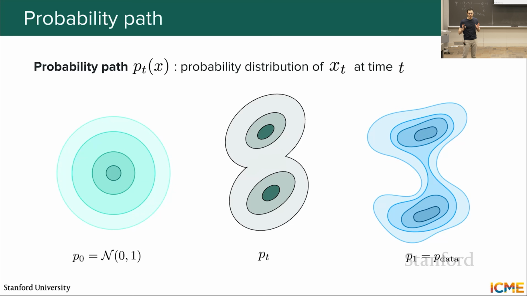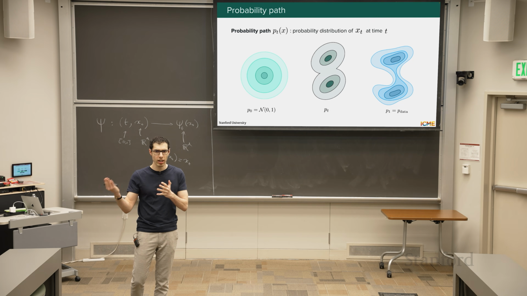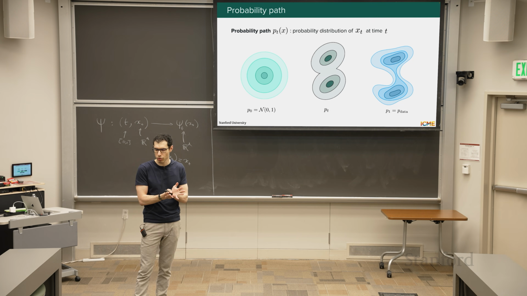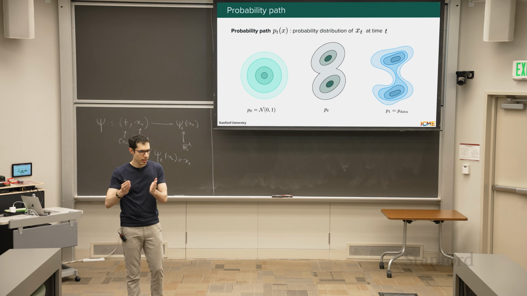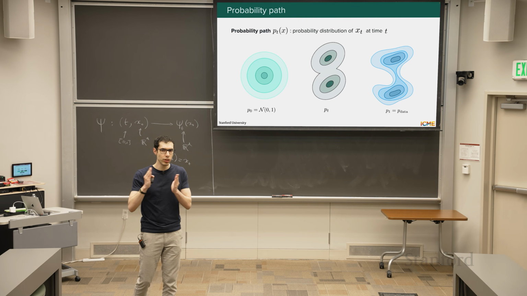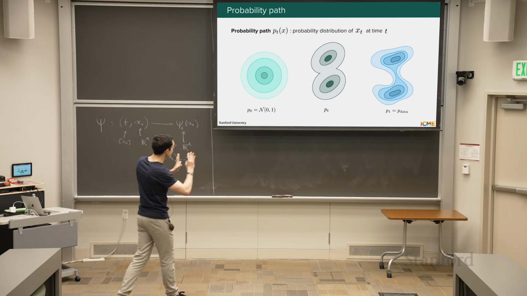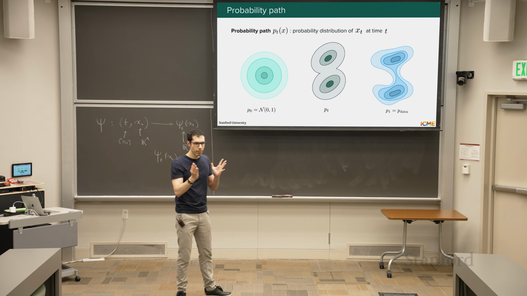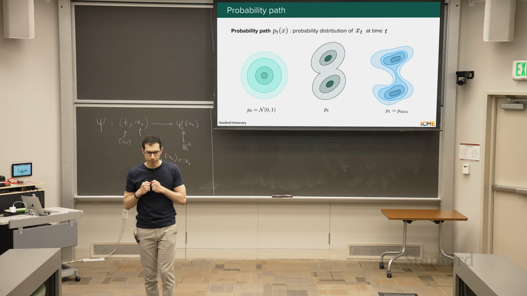Cool. So now we have our next terminology, which is called the probability path, and it's denoted pt of x. So pt of x is the probability distribution of your observations at time t. So p0 of x is your initial data distribution, and p1 of x is your target data distribution. So if t is between 0 and 1, it is basically the intermediary probability data distribution.